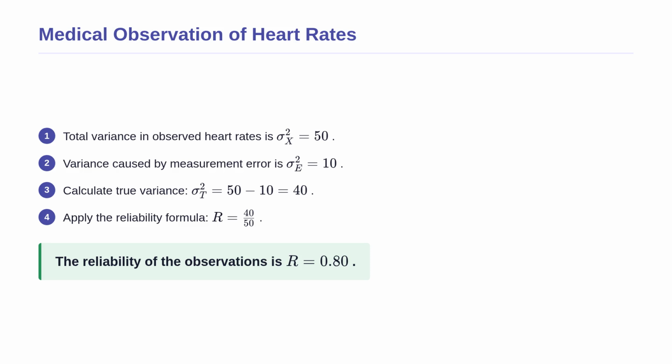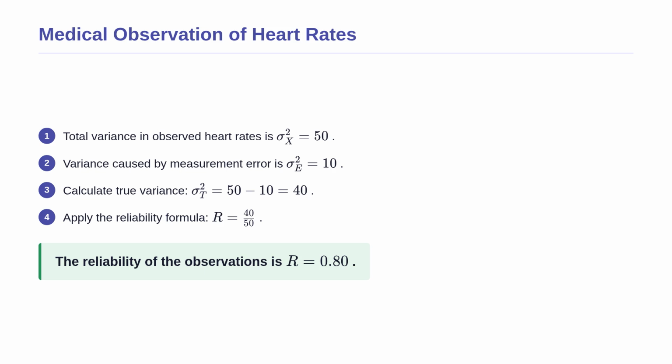Let us apply this new formula to a medical scenario. A researcher observes patient heart rates to establish a baseline. We are given that the total variance in the observed heart rates is 50. We are also given that the variance caused by measurement error is 10. We are asked to find the reliability of these observations.